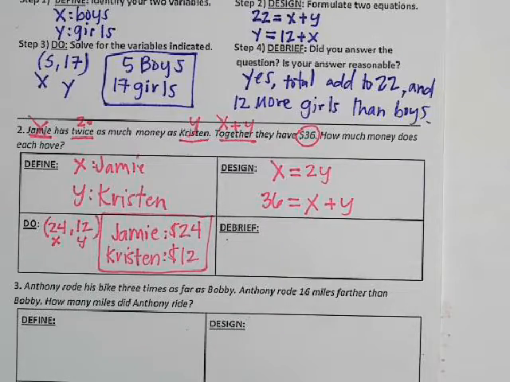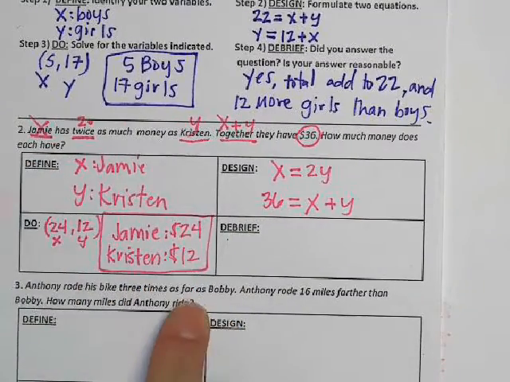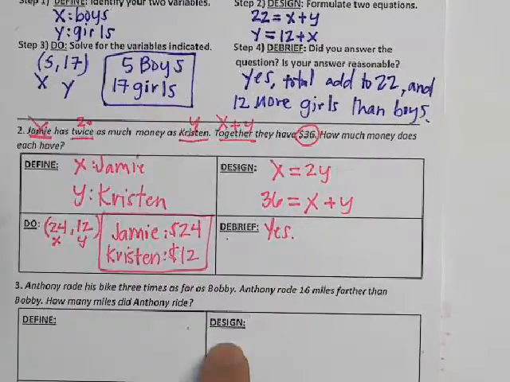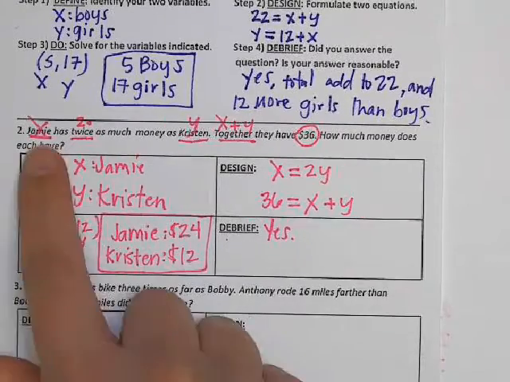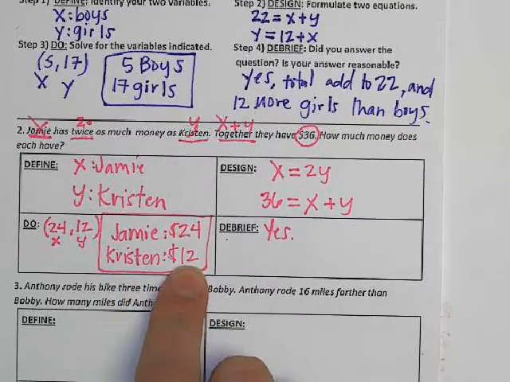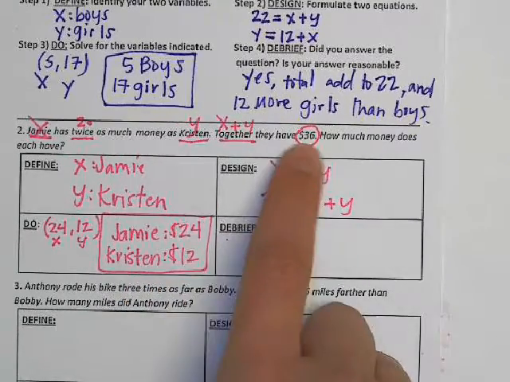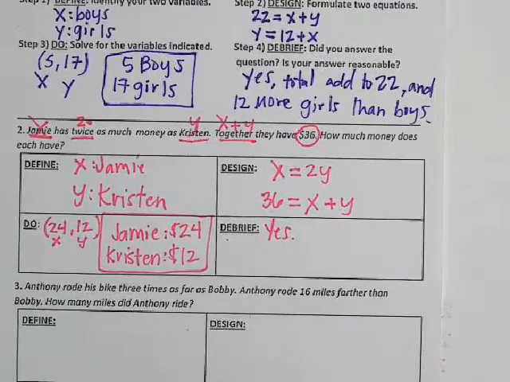Okay, let's debrief. Did you answer the question? Well, the question was, how much does each have? Did we answer that? Yes. Okay, then it says, is your answer reasonable? We'll go back through and read it. Jamie has twice as much as Kristen. Does Jamie have twice as much as Kristen? Yes. Together they have 36. Do these add up to 36? Yes. Okay, so we're going to write that.